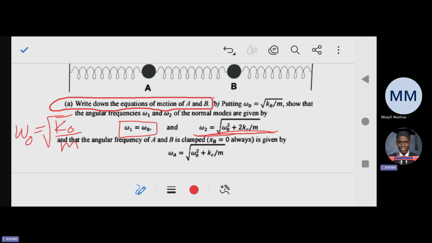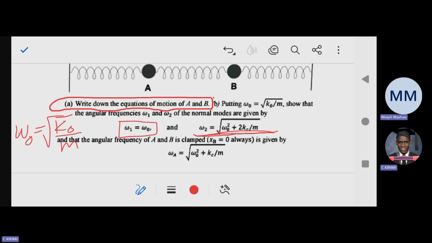No. And so we want to show the other part of B. This is still part B: the angular frequency of A when B is clamped, which means XB is equal to 0 always.